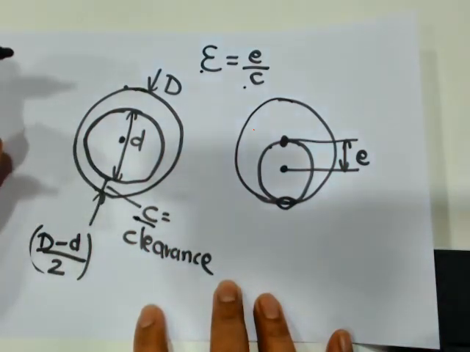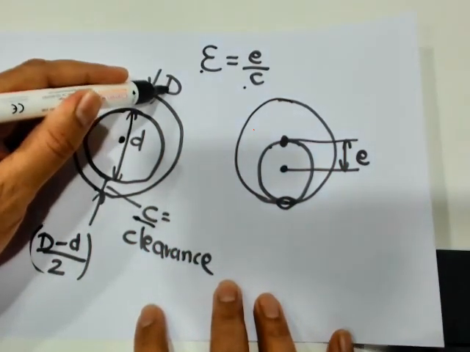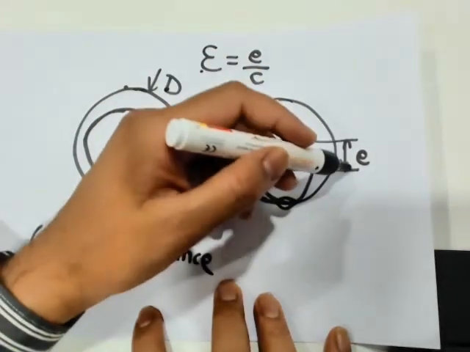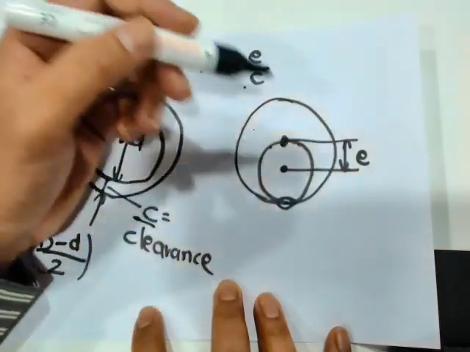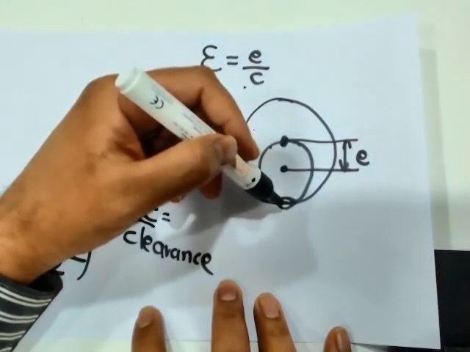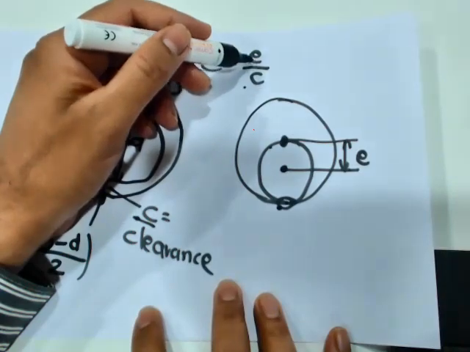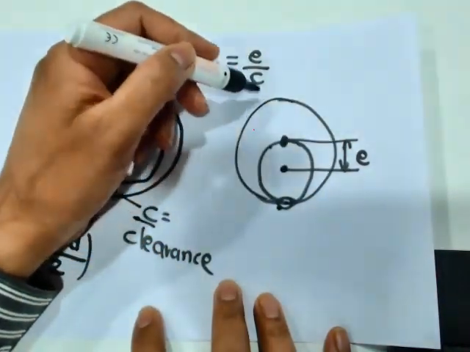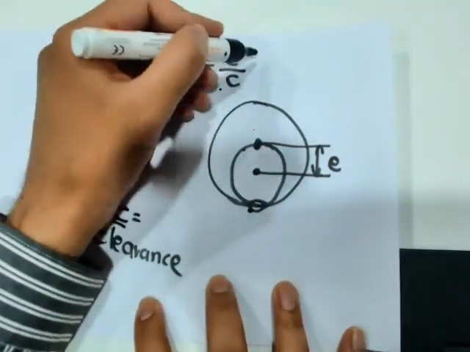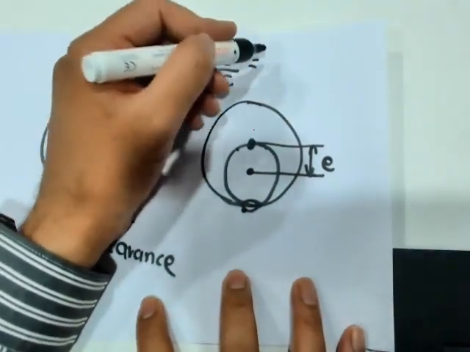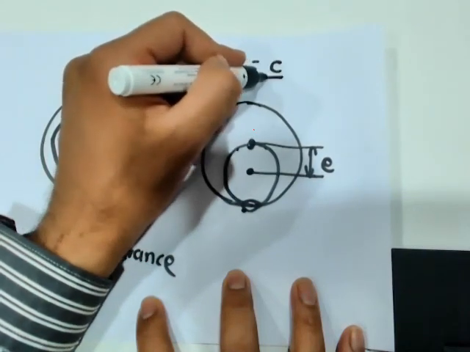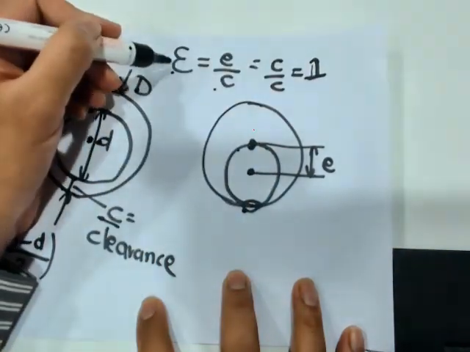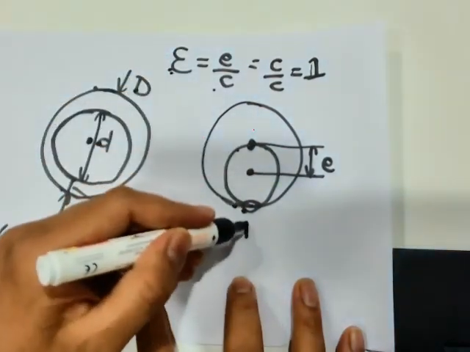Now the clearance value is always constant. It depends upon the diameters of your sleeve and the journal, so that cannot be changed. However, eccentricity values do change. When the bearing is under stalled condition, the eccentricity will be maximum. Here your entire eccentricity is equal to clearance. If you see very carefully, eccentricity equals clearance, so it becomes C divided by C, which is equal to 1. So the eccentricity ratio in this case would be 1.